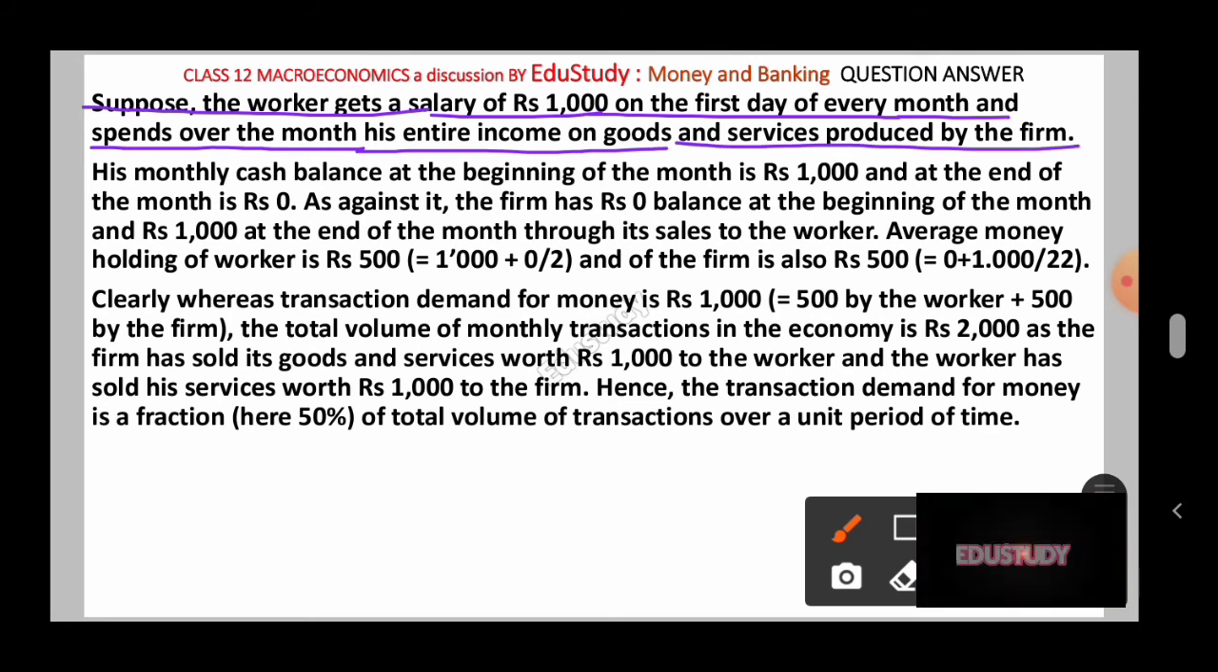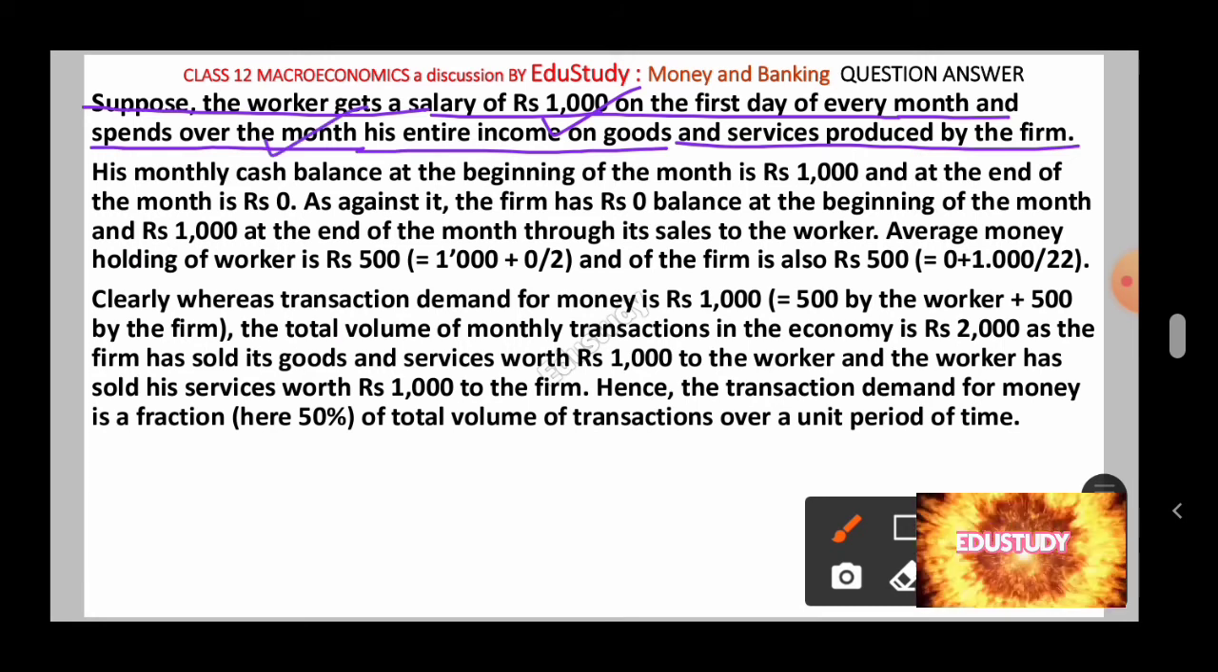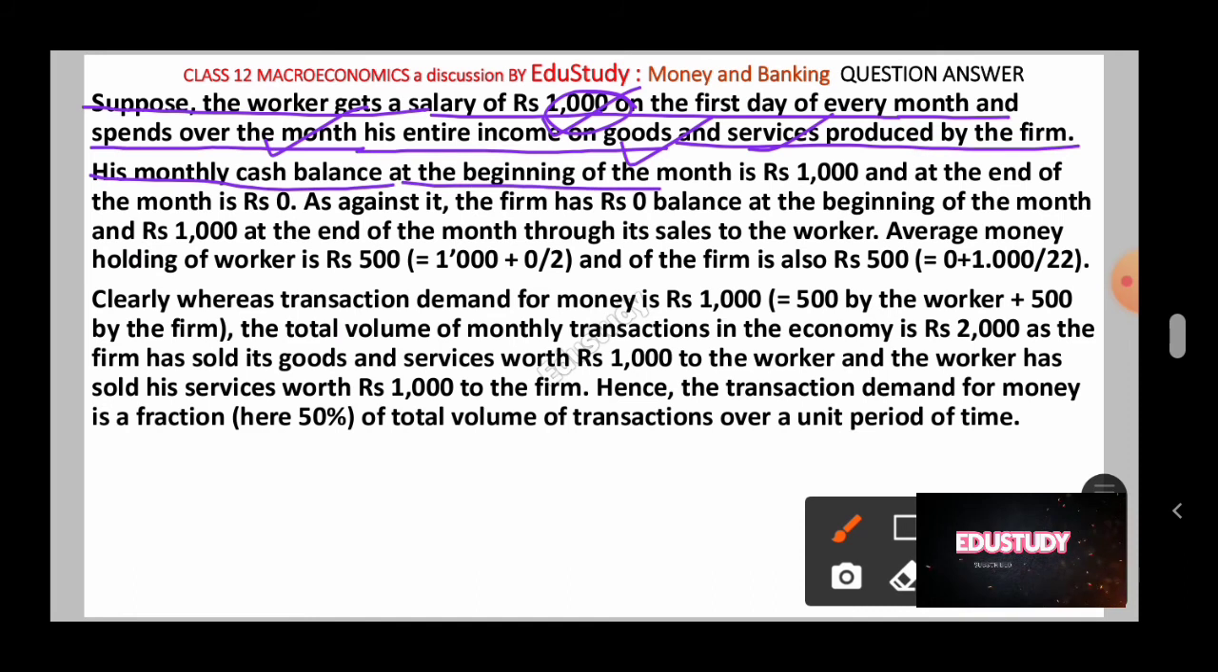That means the worker gets a salary of 1000 rupees on the first day of every month, and over the month he will spend that 1000 rupees on purchasing goods and services produced by the particular firm where he works. His monthly cash balance at the beginning of the month is rupees 1000 and at the end of the month is 0. That means at the end he will finish all his money. As against it, the firm has a rupees 0 balance at the beginning of the month.